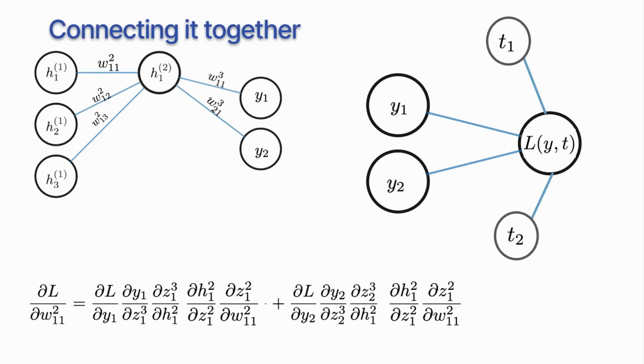Summing together to get the result. Okay, does it make sense? Loss can travel this way through W211. Loss can travel this way through W211. So there's two paths again. Okay, it's all about paths, all about paths.